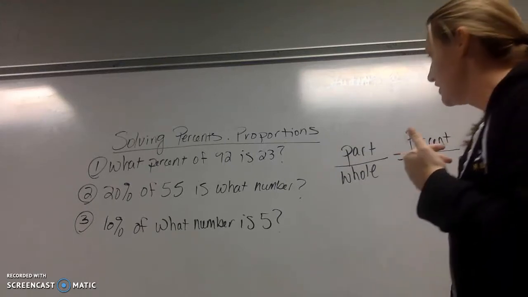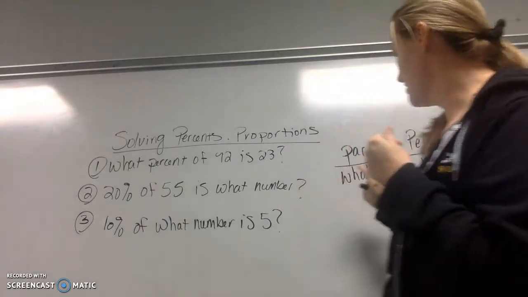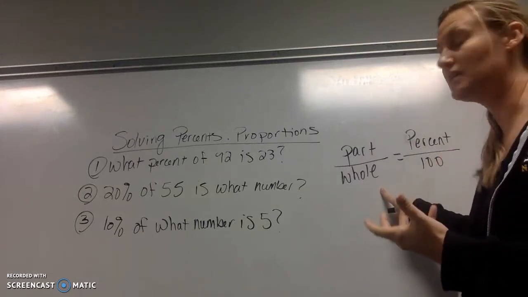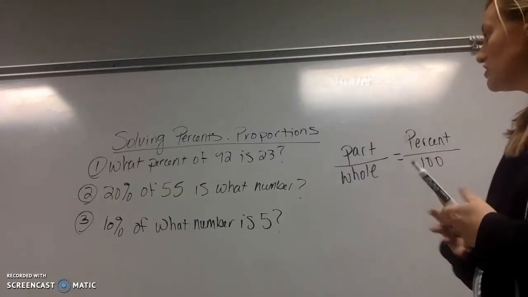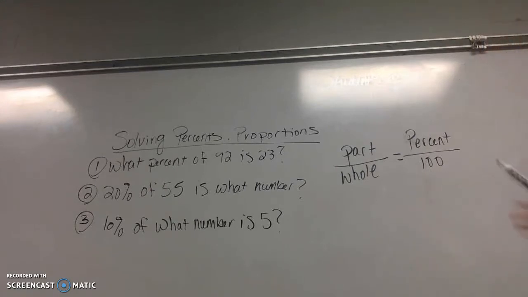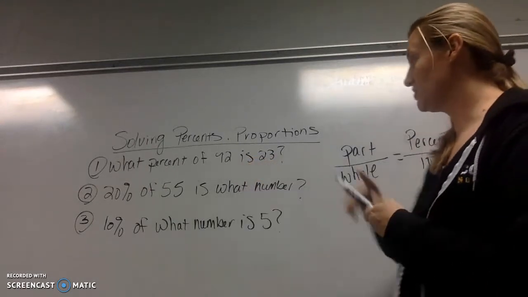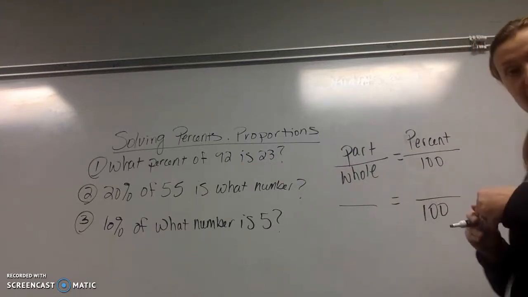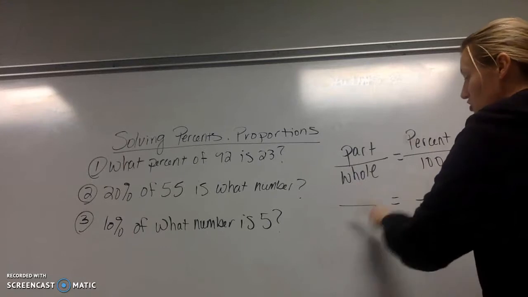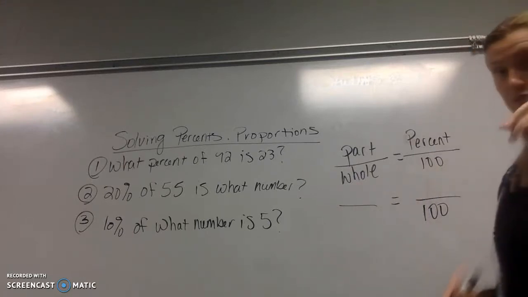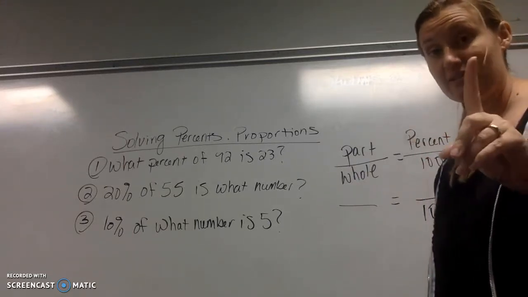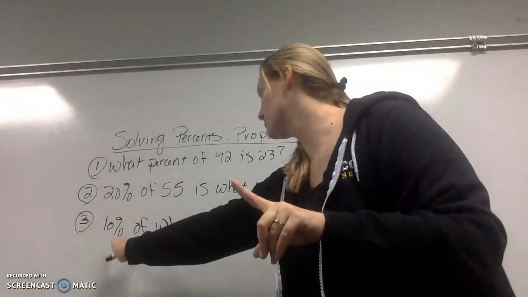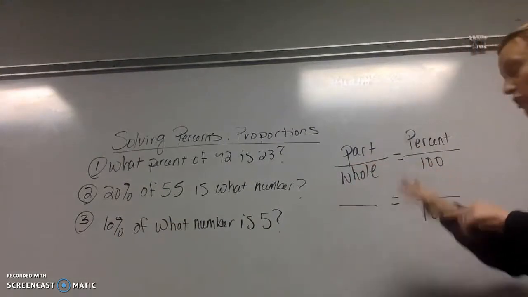Okay? And so we're going to look at these three questions and we're going to use this proportion to help us find that missing number. Basically every problem is going to give you two numbers. So you have three blanks to fill in: the part, the whole, and the percent. One of those blanks is going to be the variable x, because one of them we don't know. The other two, we're going to pull the two numbers out of the problem and put them in the appropriate spots.